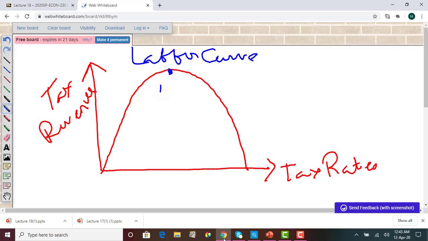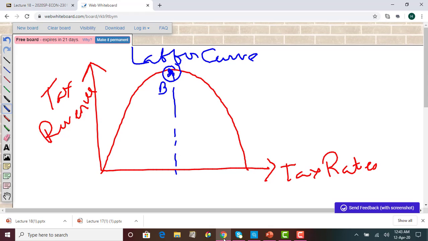This is a point B, and this is known as the Laffer curve. So the supply side economists, through this Laffer curve, are trying to give us a relationship between the tax rate and the tax revenues that the government collects. Now, in general, what do we know? If the tax rates go up, the tax revenue will go up. If the tax rates go down, the tax revenue that the government is collecting will also go down.